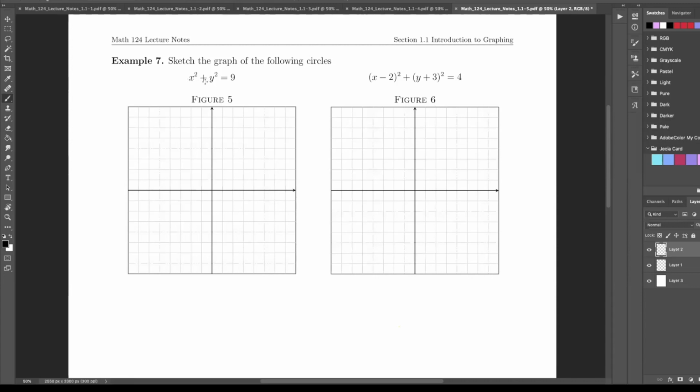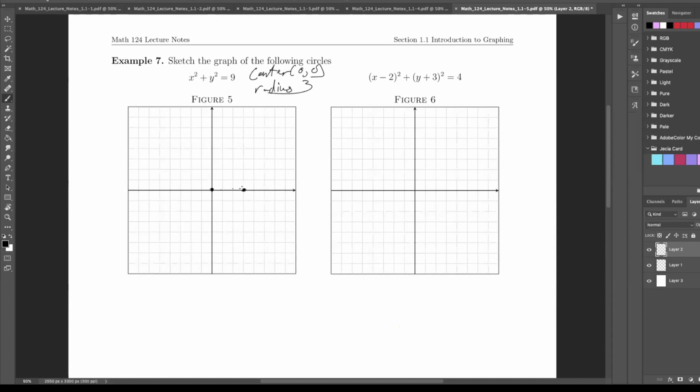All right, so we're going to sketch and graph the following circles. Here, what we want to do is identify the center. Well, the center of the circle is 0, 0, right? Because there's nothing on either side. The radius here is 3. And so here we're going to put our center right here at 0, 0. Our radius is 3, 1, 2, 3.